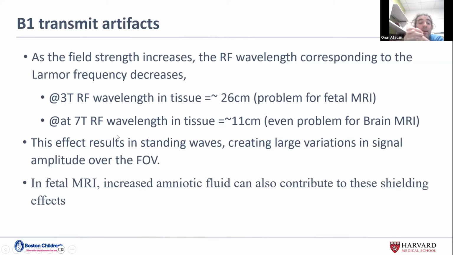And at 7T, RF wavelength is 11 centimeters, which tells that B1 transmit artifacts are even a problem for brain MRI. So these artifacts result in standing waves, create large variations in signal amplitude. Especially in fetal MRI, increased amniotic fluid can also contribute to these shielding effects.